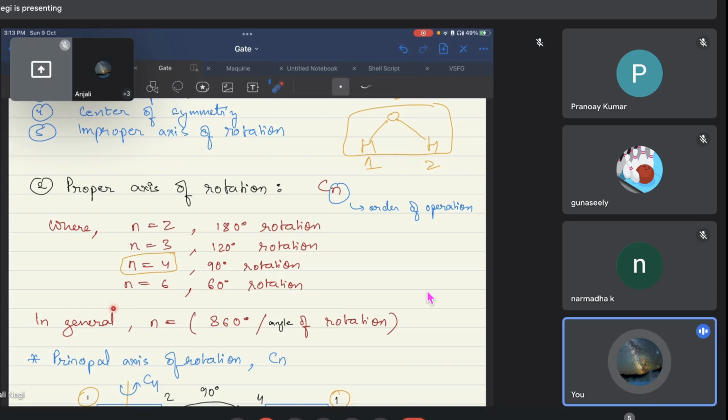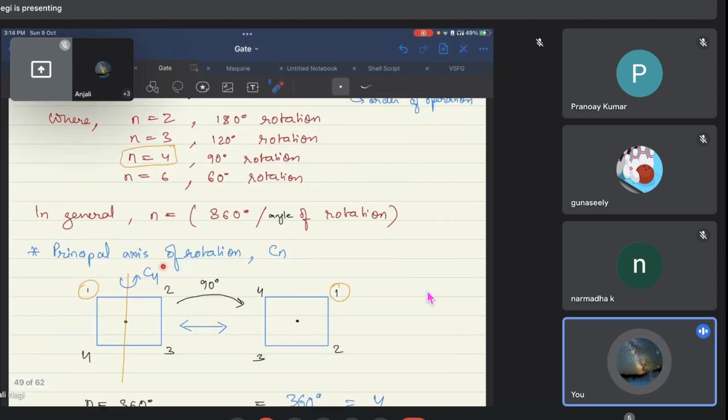So in general, I can say that n is equal to 360 degrees, that is the whole angle, divided by the angle of rotation about that axis. So if I am doing a 180 degree rotation, it will be 360 divided by 180 degrees, and I will get n equal to 2. That will be my order of operation. Correct?